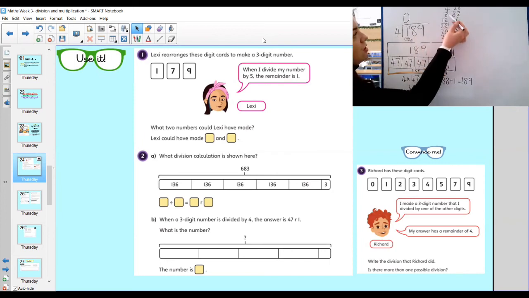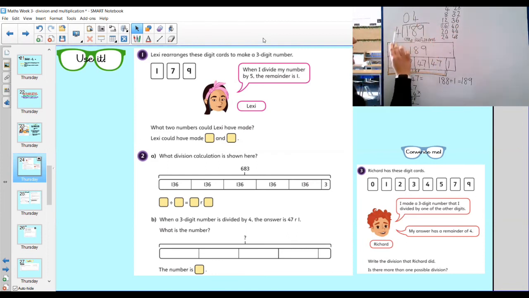How many groups of 4? I can see here that I can make 16, which is 1, 2, 3, 4 groups of 4, but that leaves me with 2 left over. So 2 tens is the same as how many ones? 21. So now I've got 29 ones.